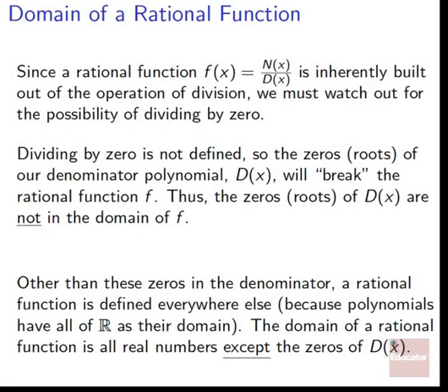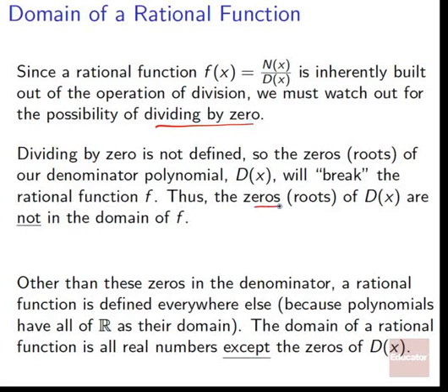Since a rational function f of x equals n of x divided by d of x is inherently built out of the operation of division, we have to watch out for dividing by 0. That's going to be sort of the Achilles heel of rational functions, and also is going to be what makes them so interesting to look at. Dividing by 0 is not defined. It's never defined. So the zeros, the roots, the places where our denominator polynomial, d of x, becomes 0, will break the rational function.